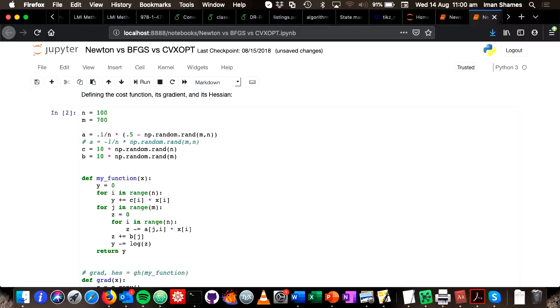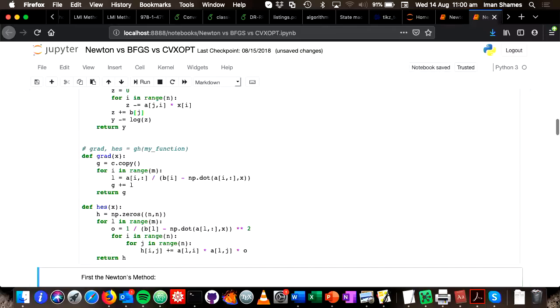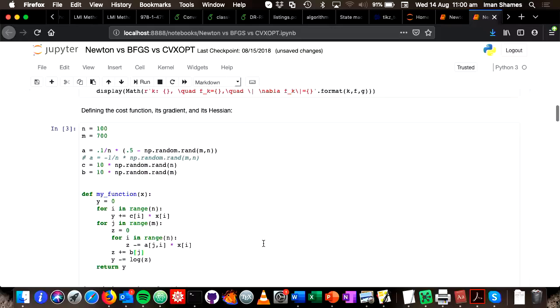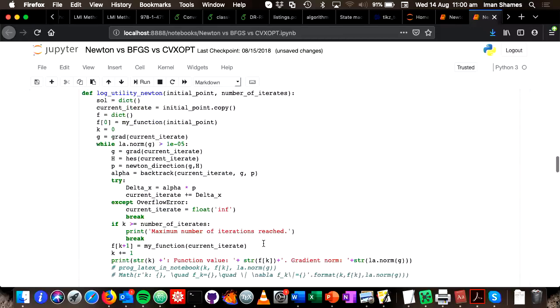So here I picked n to be 100, m to be 700 for no good reason. It's just an example, right? I want to show you stuff. I set up some things. I don't know if I did it. I think I did. Now let's see how Newton's method is going to be implemented.